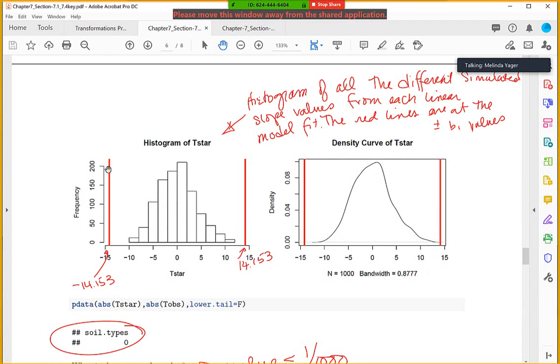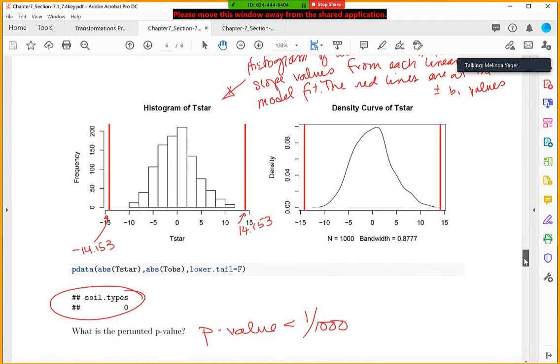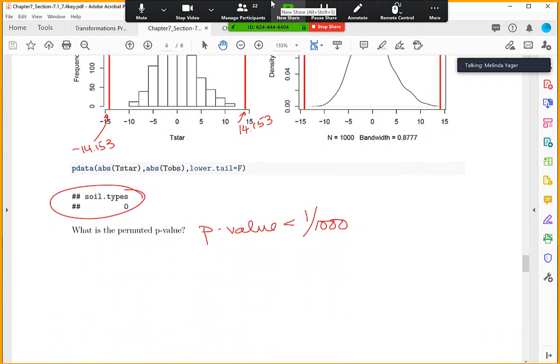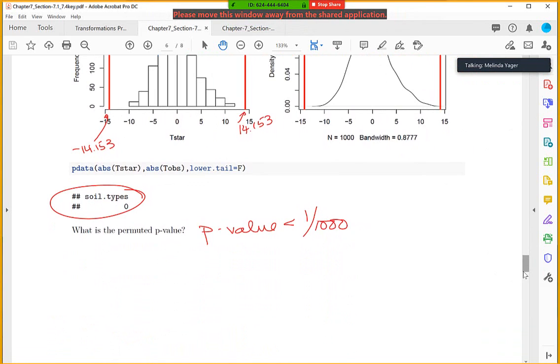So here we can see that the value of slope, the plus or minus value of slope, are way out in the tails of the histogram for our permutation test. So we are getting a very small p-value, less than 1 out of 1,000. Questions on the permutation test?